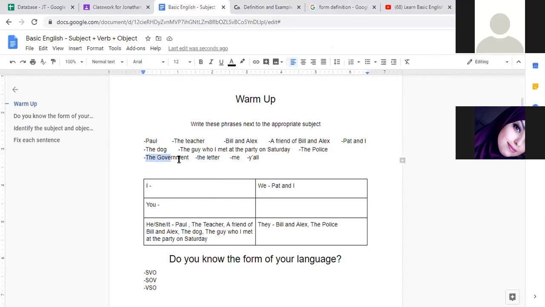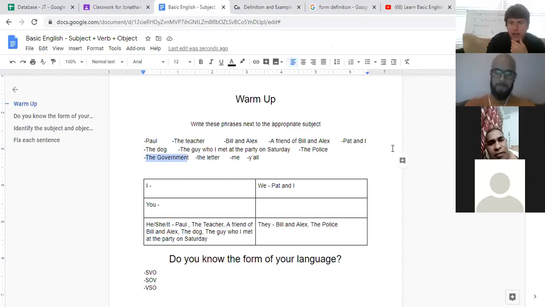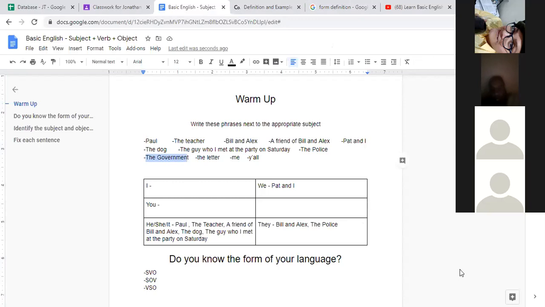The government. Where should I put it? Let's try Malik. Malik raised his hand. Malik, where should I write the government?